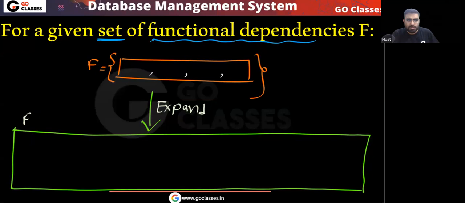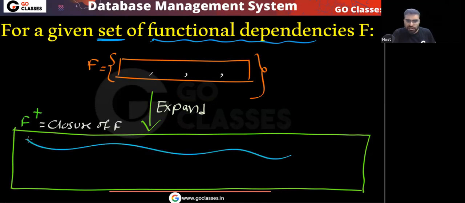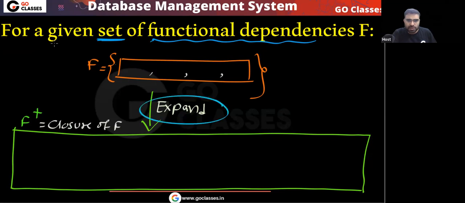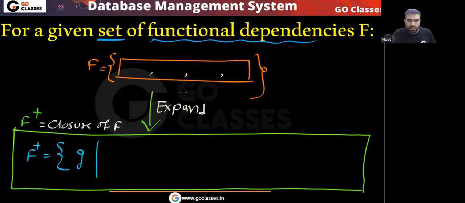Is this clear? Remember, the set of functional dependencies that you have, you can expand and you can get this F plus. This means closure of F. In this closure of F, you have many functional dependencies, so basically you are expanding. What is the definition of F closure? F closure is all those FDs which you can derive from F.